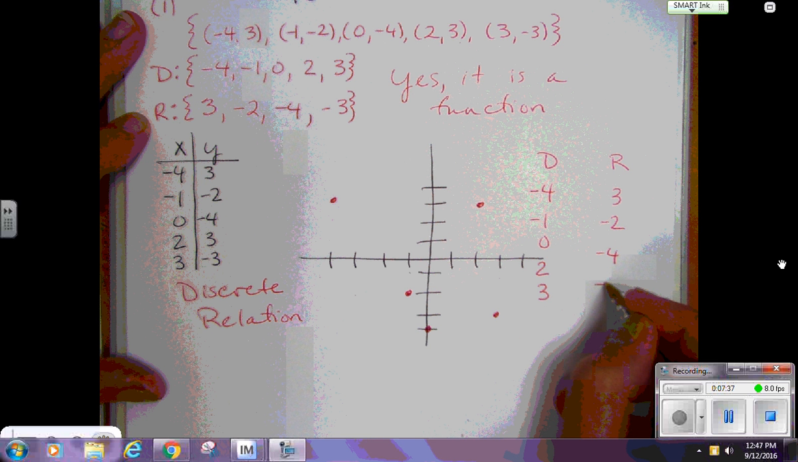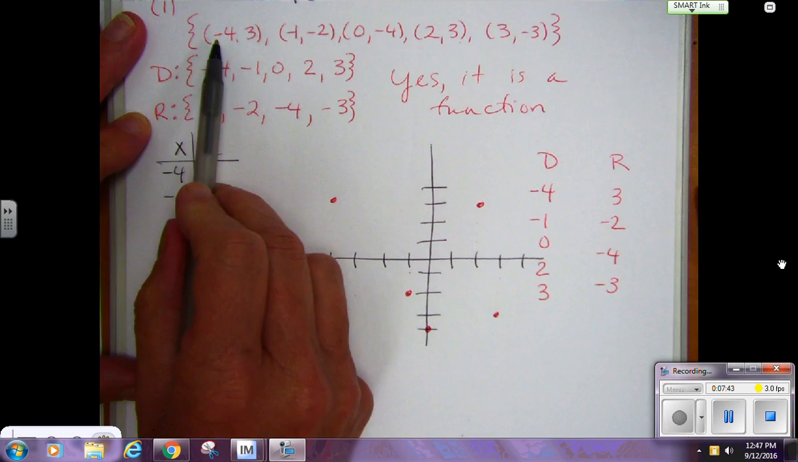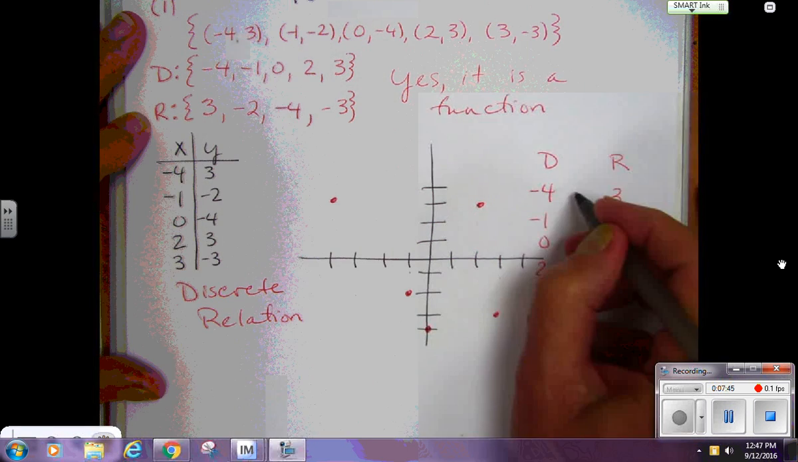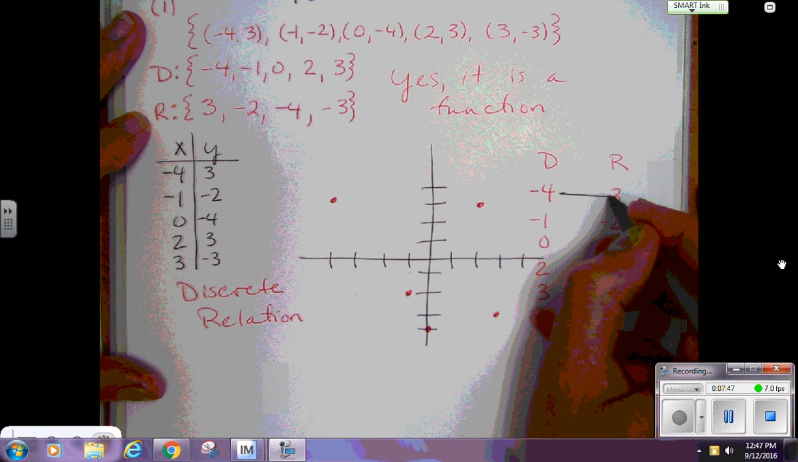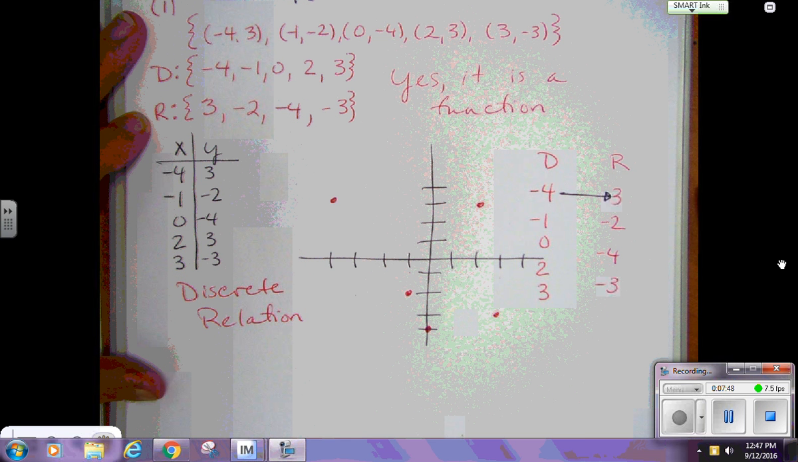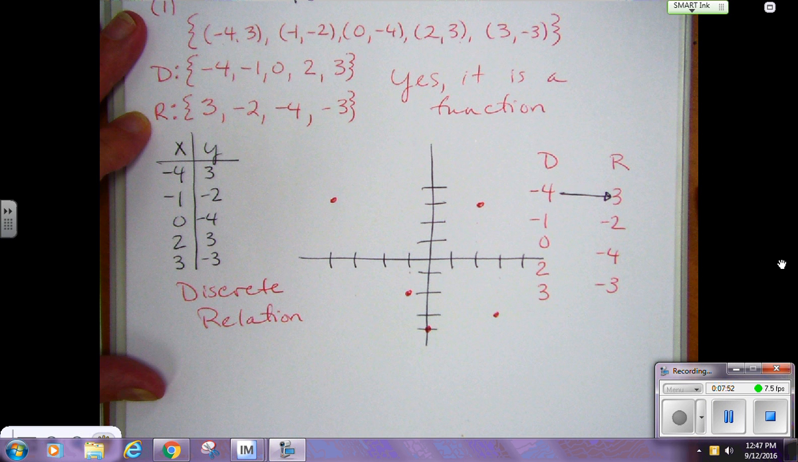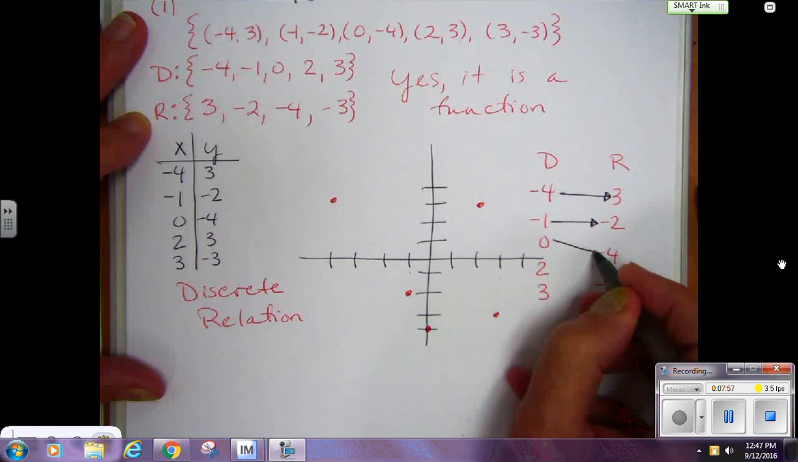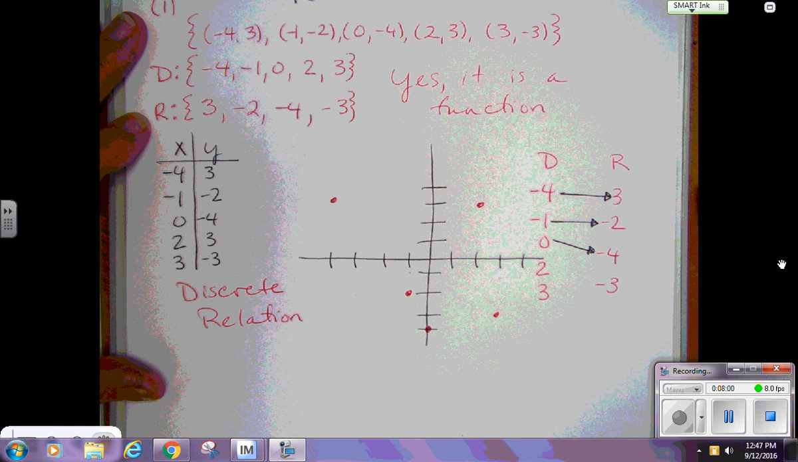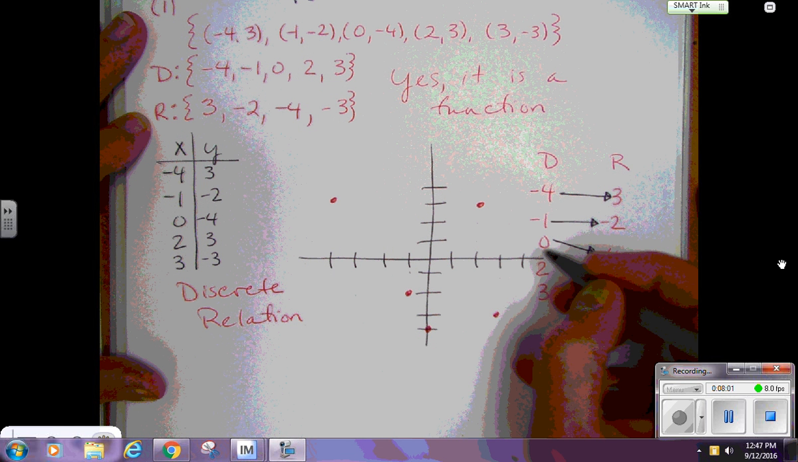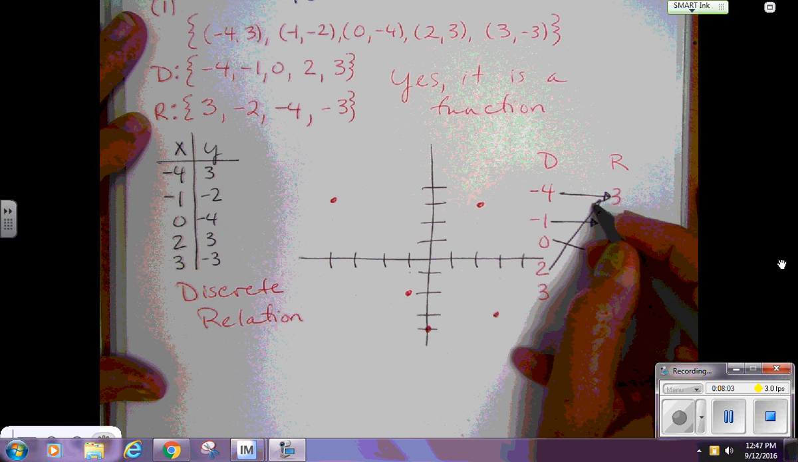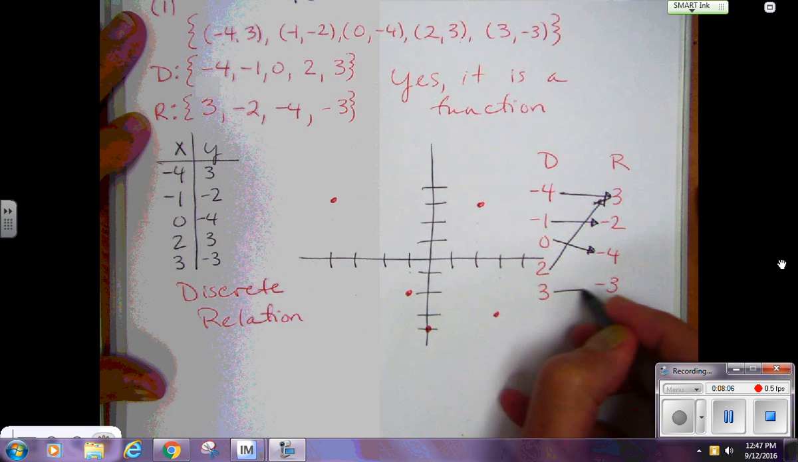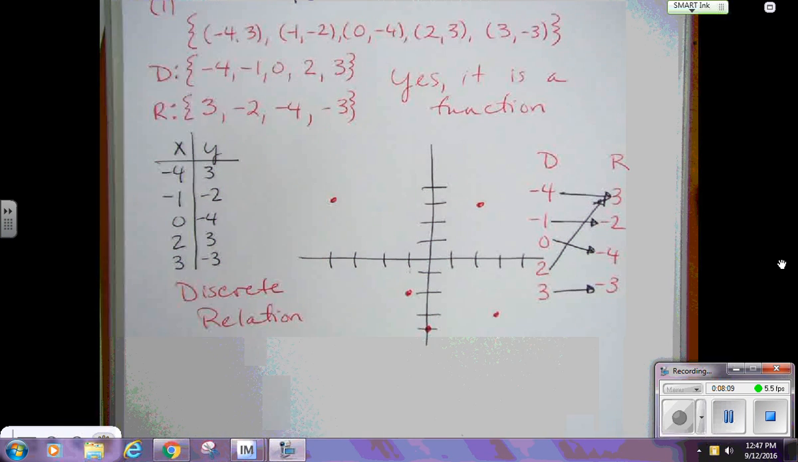So my first point is (-4, 3). So I'm just going to draw kind of a long arrow from my x value to the y value. Then (-1, -2), (0, -4), (2, 3). So this one's going to go up a little ways. And (3, -3). And that's a mapping. Any questions?